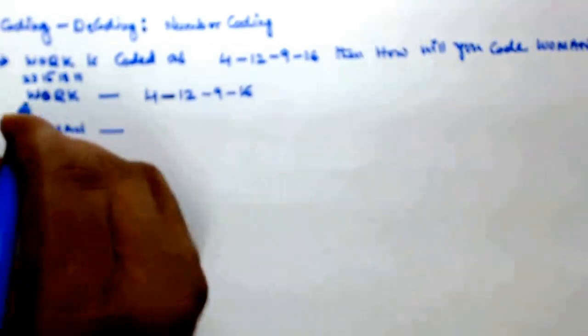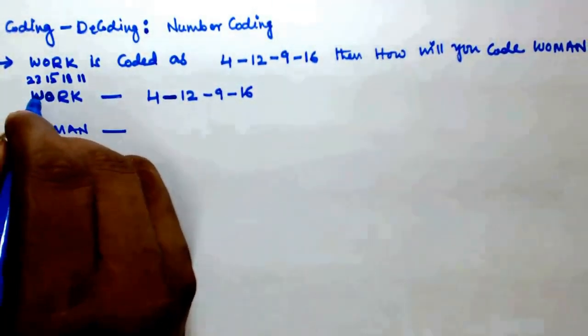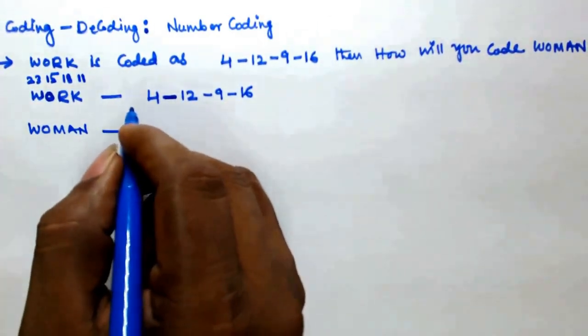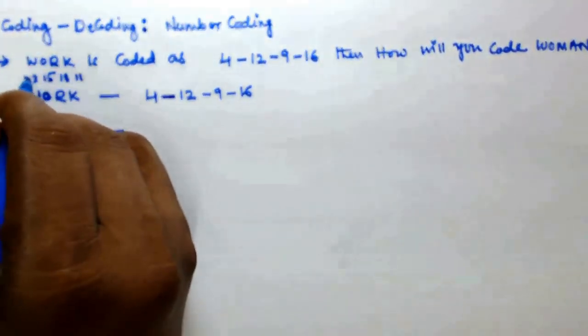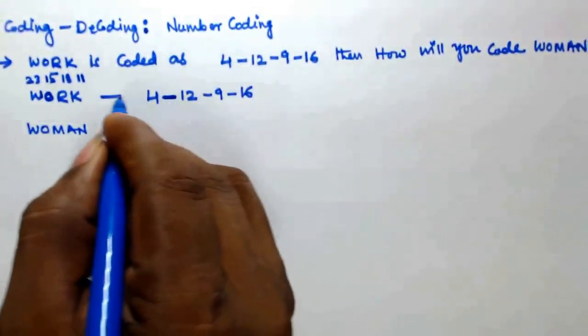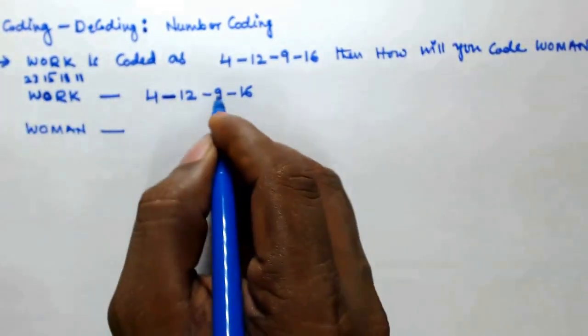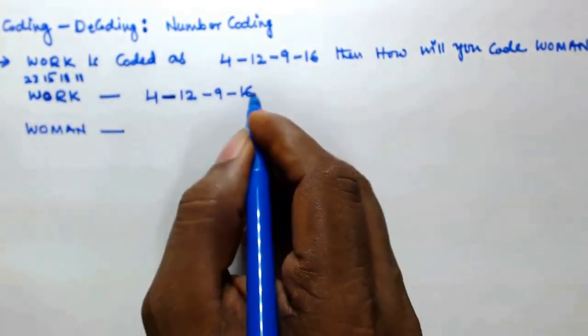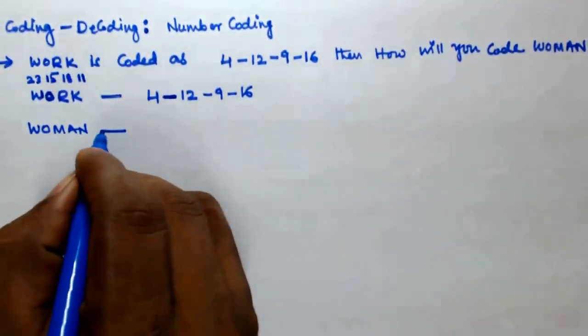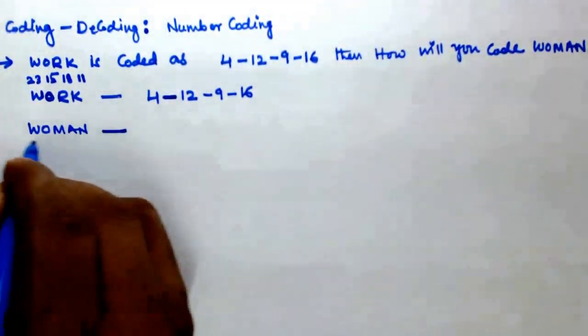The reverse alphabetical order of a letter is 27 minus its alphabetical order. So 27 minus 23 is 4. 27 minus 15 is 12. 27 minus 18 is 9. 27 minus 11 is 16. In the same manner, we have to find the reverse alphabetical order for these letters.